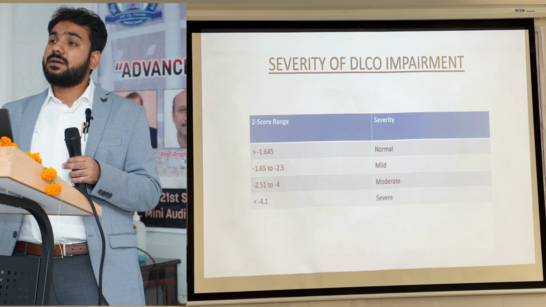If the Z score is more than minus 1.65, the DLCO is said to be normal. If it is between minus 1.65 and minus 2.5, we say the impairment is mild. Between minus 2.5 and minus 4, it is moderate impairment. And if the Z score is less than minus 4, we say the impairment in DLCO is very severe.